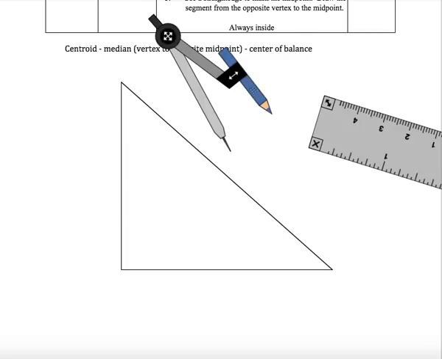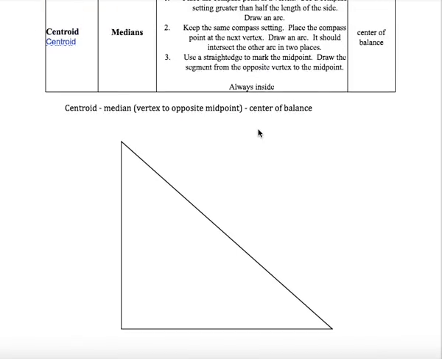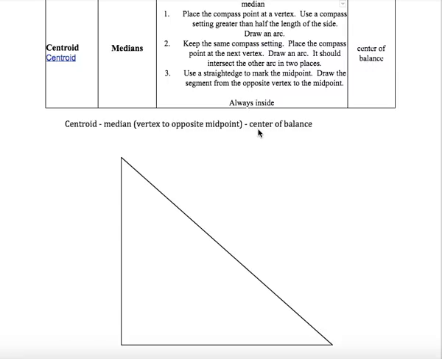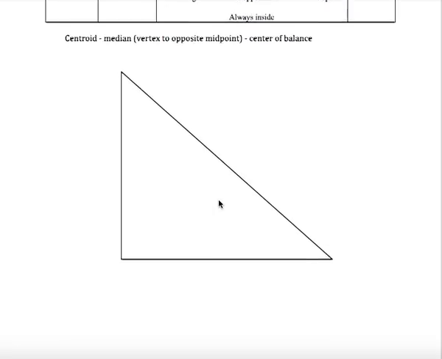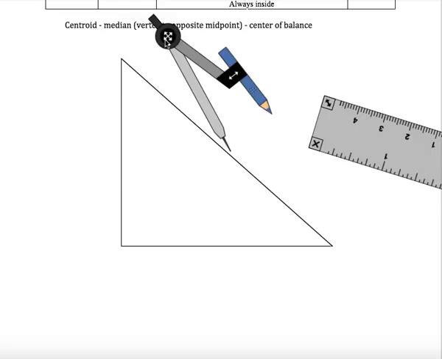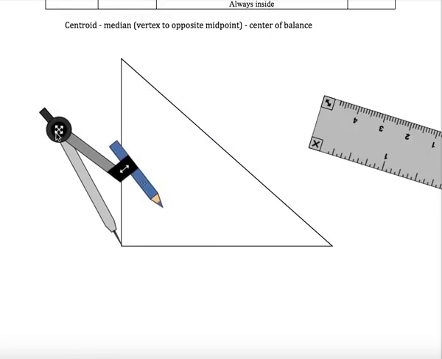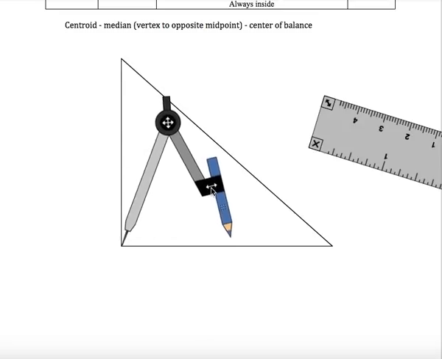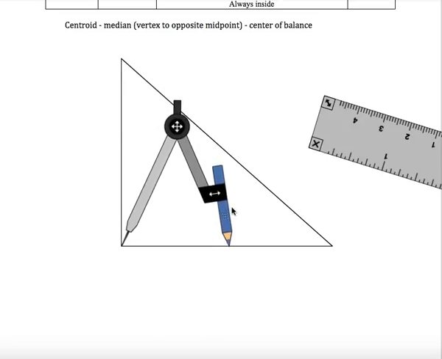So to create our first median, we need to find the midpoint. So to find the midpoint, you use the construction for a perpendicular bisector. So the same way you would do a perpendicular bisector, that's the same way you're going to find the midpoint. So to start that, we're going to put the point of the compass on one of the vertices of the triangle. And to make a perpendicular bisector, to find the midpoint, we want to go over halfway across that segment.